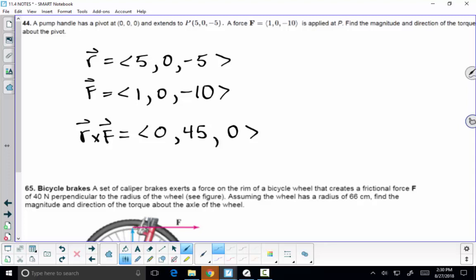So this tells us that the cross product is in which direction? In the y direction, because there's no x or z component, so it's only in the y direction. And what would the torque be? The torque is the absolute value or the magnitude of that vector. 45? 45 newton meters if they have standard units, which they don't mention up here, but we'll assume it's standard units for the torque. Does that make sense?